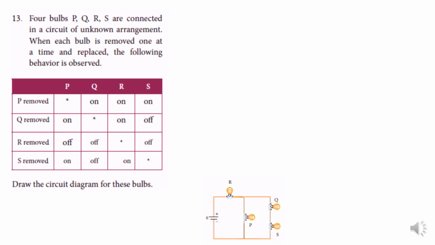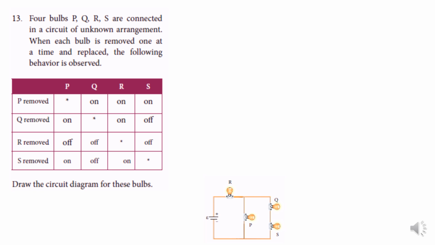Question number 13. 4 bulbs P, Q, R, S are connected in a circuit of unknown arrangement. When each bulb is removed one at a time and replaced, the following behavior is observed. See, there are 4 bulbs P, Q, R and S, and the arrangement is not given, and you are asked to get the circuit diagram for these bulbs. But what they are up to is they remove one bulb at a time. So first P is removed, then Q is removed, R is removed and S is removed.